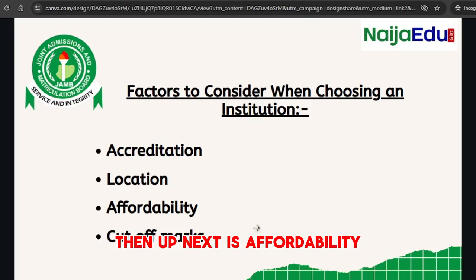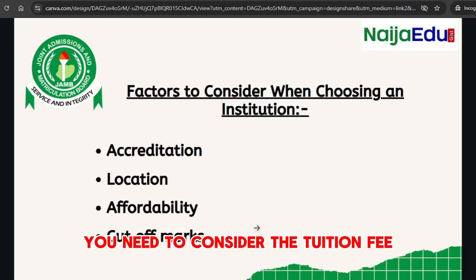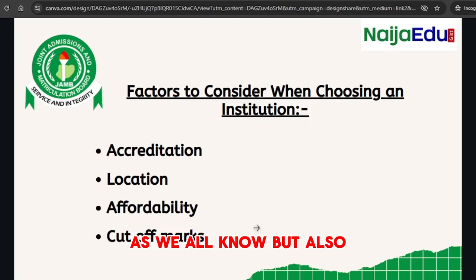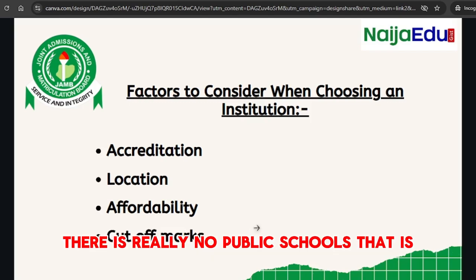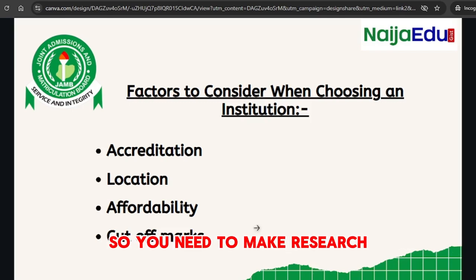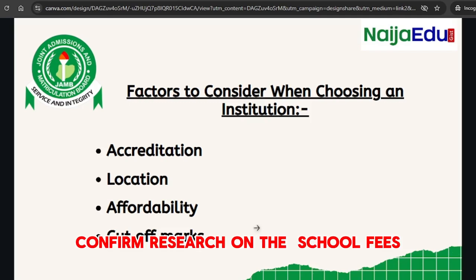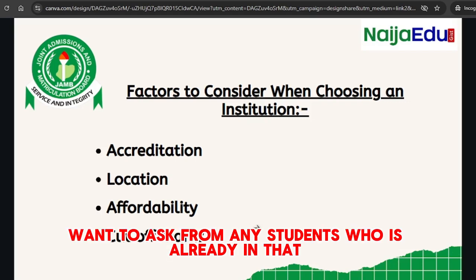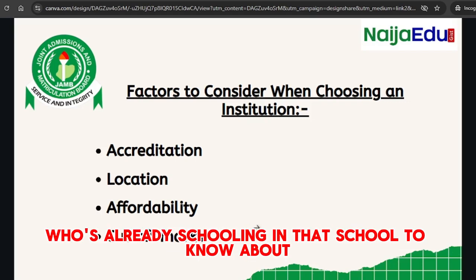Then up next is affordability. You need to consider the tuition fee and every other cost of these schools. Though public schools tend to be more affordable, as we all know, there is literally no public school that is less than 100,000 naira these days. So you need to do research and confirm the school fees. Probably you might want to ask a student who is already schooling in that school to know about their school fees.